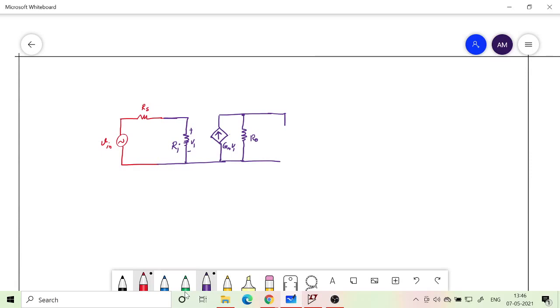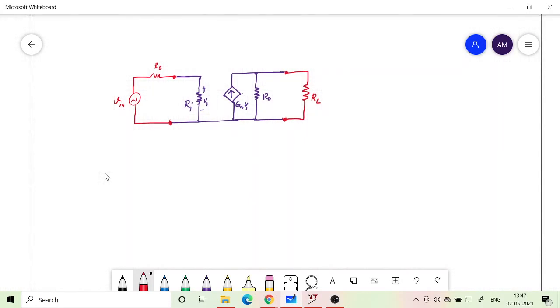Okay, so now I can put the load. So that is RL. This is the circuit. You agree? Yes, sir. Okay, so you see that the input is two resistances in series, and we would need an expression of V1 in terms of V in.